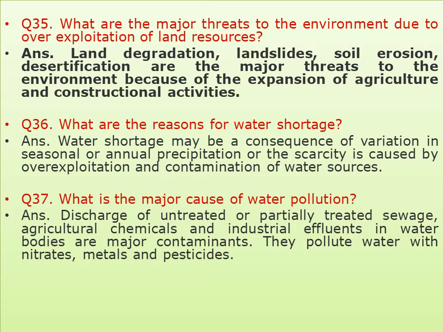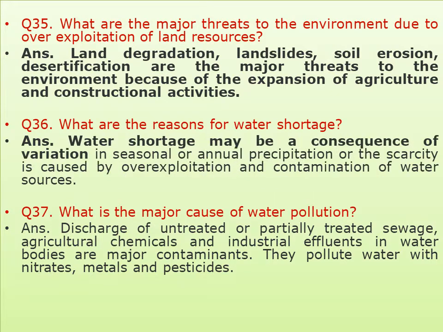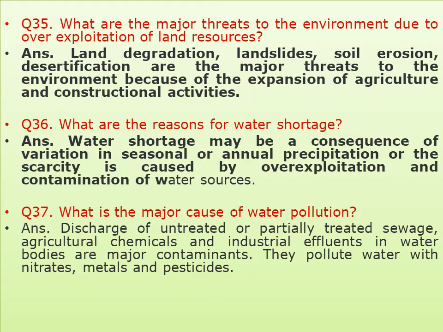Question number 36. What are the reasons for water shortage? Answer. Water shortage may be a consequence of variation in seasonal or annual precipitation, or the scarcity is caused by overexploitation and contamination of water sources.